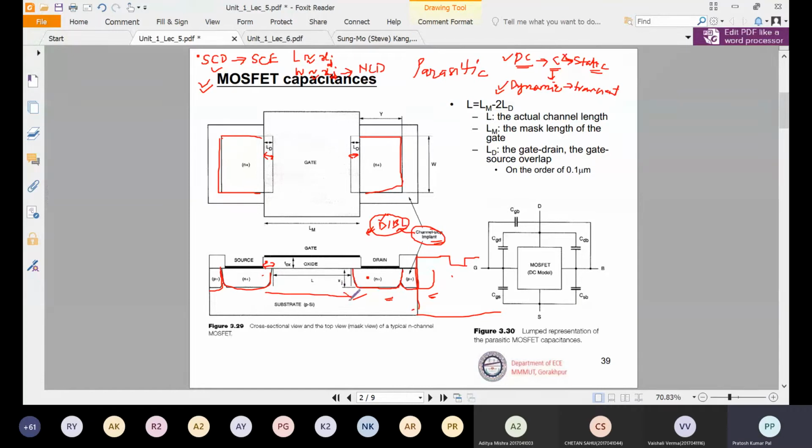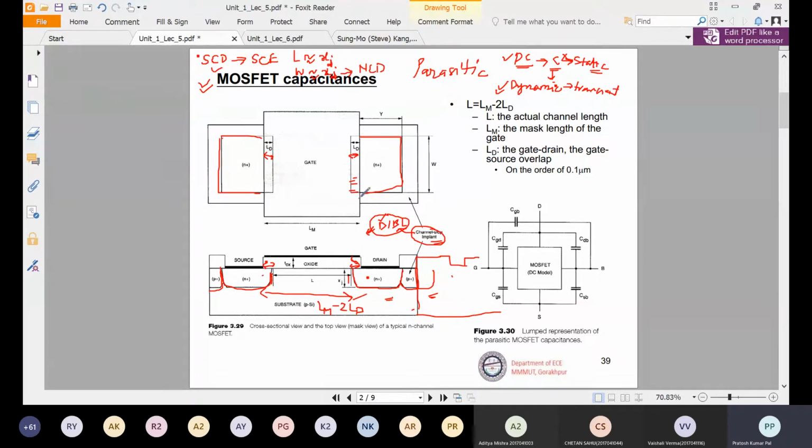Okay. So suppose the total channel length is LM. Okay. So this is the total length. If we find out the effective channel length, this L will be LM minus 2 times LD. So this will be the effective channel region length, up to this point and this. And this one is already LD, that is the overlap region.